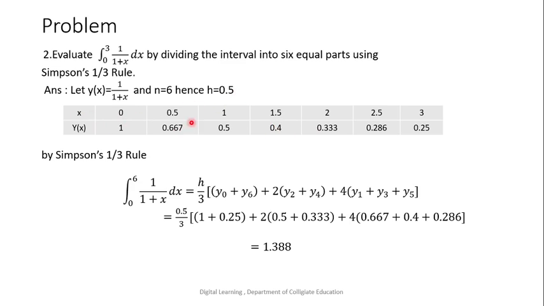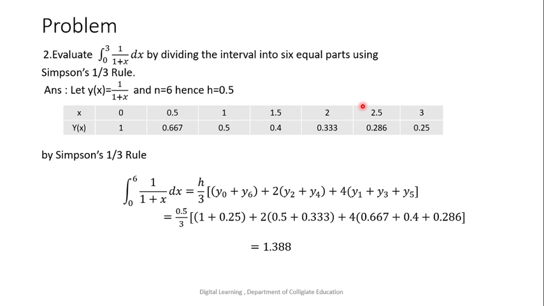Now construct the table. This table contains the x values and y of x values. Here x0 is nothing but the lower limit, that is 0. x0 is equal to 0, and x1 takes the value x0 plus h. x2 is x1 plus h, 0.5 plus 0.5 gives 1. Then write the next x values, x3. x3 is x2 plus h. Then write x4, which is nothing but x3 plus h.